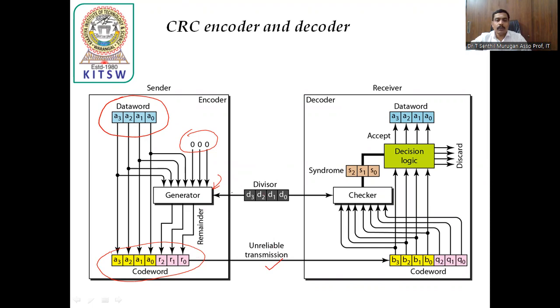So how do the generator and checker work? Some common code we need. That common code is considered the divisor. Both the generator and checker use the common divisor, both encoder and decoder. After receiving this 7-bit code word, the checker will check that value using the same divisor, and it will remove the syndrome value. Finally it gets the data word. If it is accepted, that means there is no error, otherwise it will be discarded.